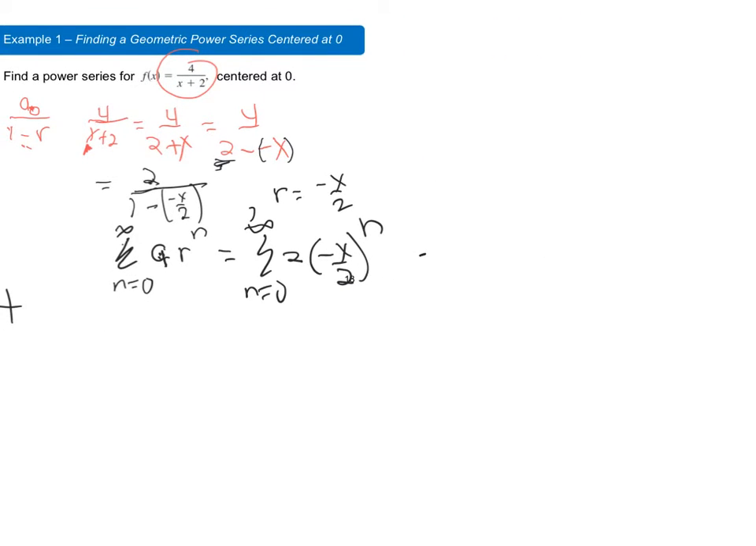But I'm sure the author will probably do this, if I remember, that negative 1 can be factored out to the nth power. So I have a 2 and a negative 1 to the nth power. Then I have the x over 2 to the nth power.